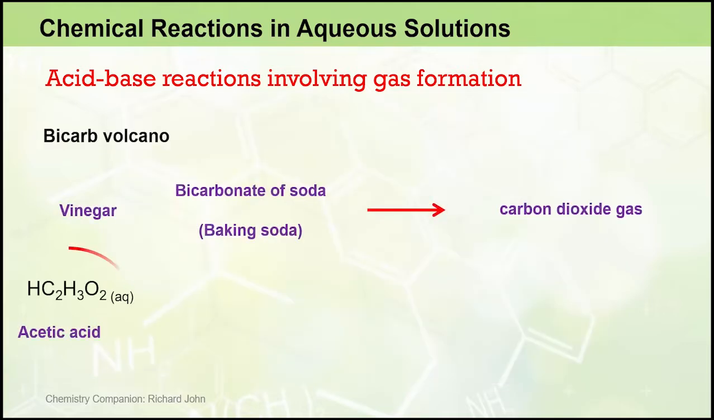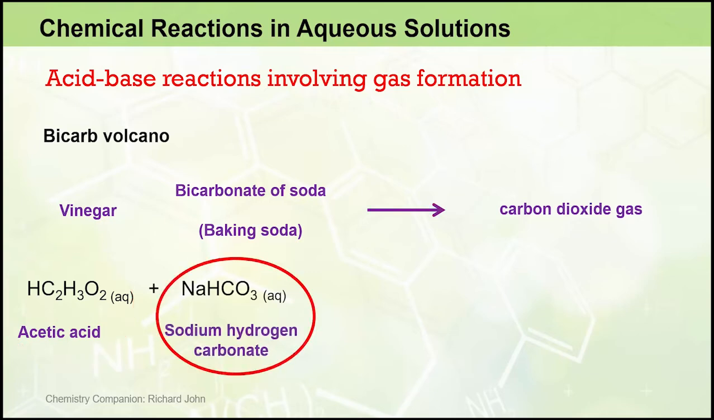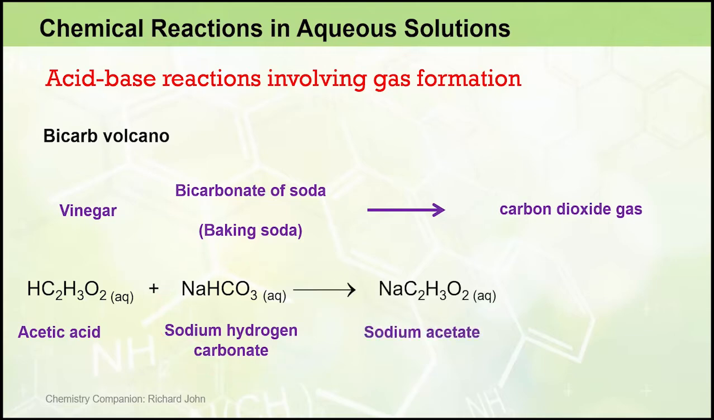The active ingredient of vinegar in this reaction is the weak acid ethanoic acid, more commonly known as acetic acid. The active ingredient of baking soda is the ionic compound sodium hydrogen carbonate, and the products of this chemical reaction are the salt, sodium acetate, the gas, carbon dioxide, and liquid water.